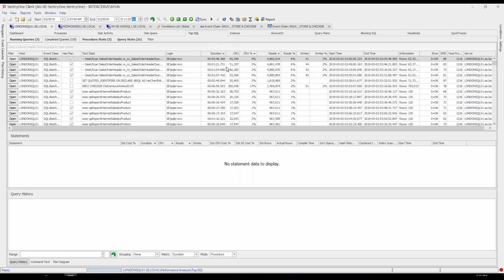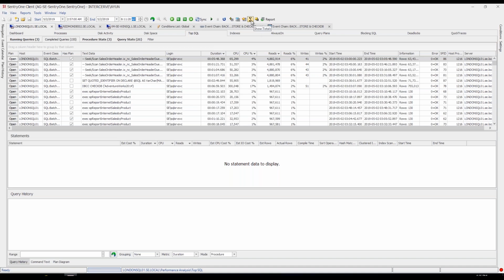So from up here, I can sort by duration or CPU. In this case, we're already sorted by logical reads. And I see a number of different pieces of code that were seemingly my top logical read consumers. But here's the thing. Looking at these records from this perspective doesn't give me as much insight as to what happened from a workload perspective.